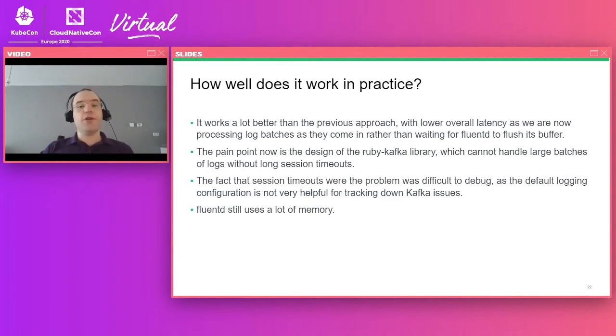So we found it worked a lot better than the previous approach. It actually made things faster overall because without the buffer within Fluentd, we were just processing batches from Kafka as soon as they came in.